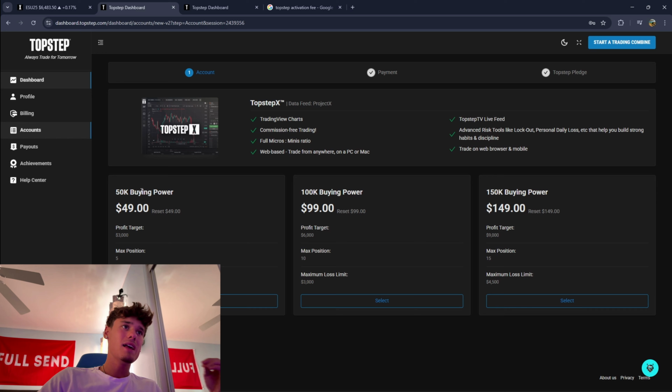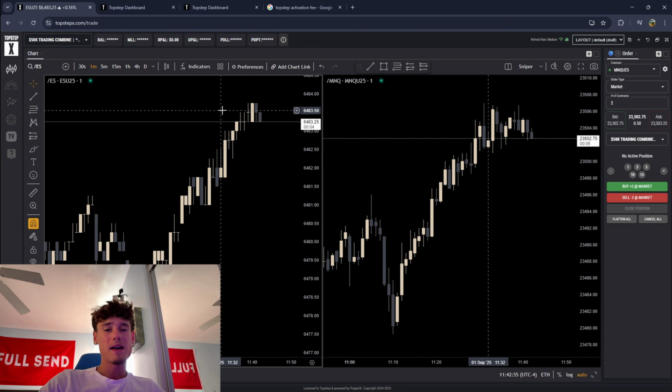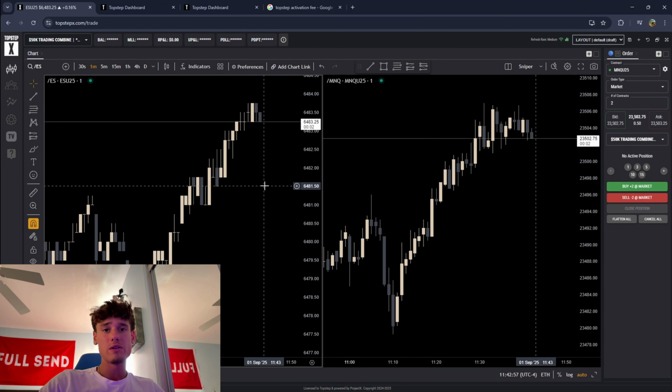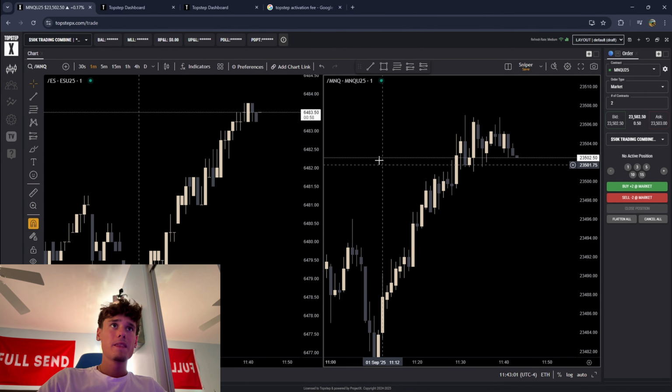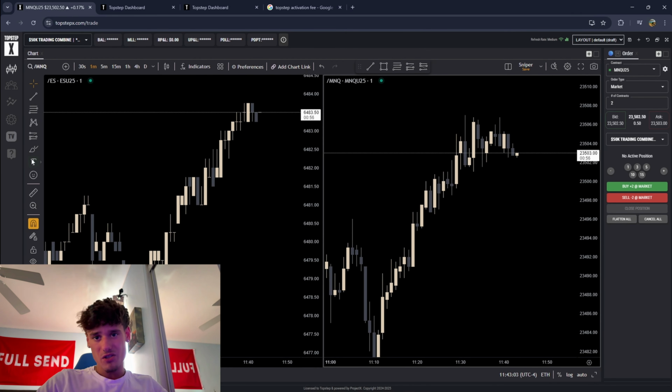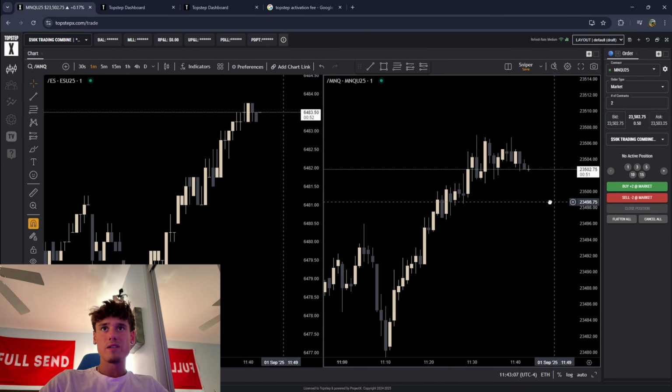Well, now, once you pass and you pay that activation fee, let's hop to the TopStepX platform because this is automatically where you're going to get put. So first thing you want to see is it looks exactly like TradingView. It's identical. And that's one thing that's very nice.